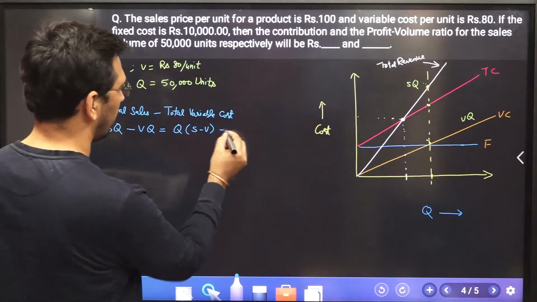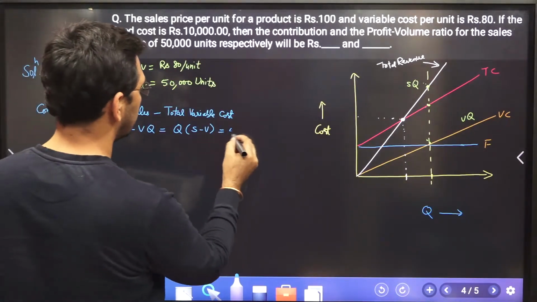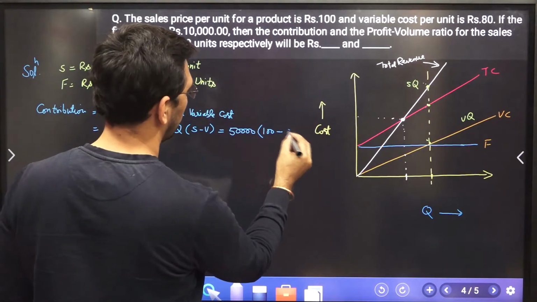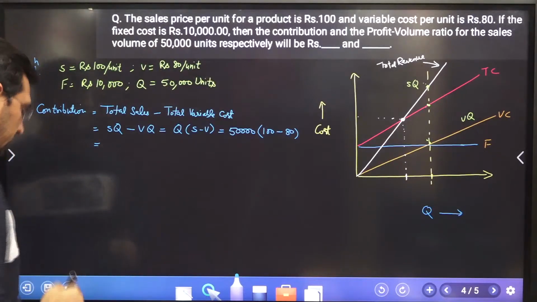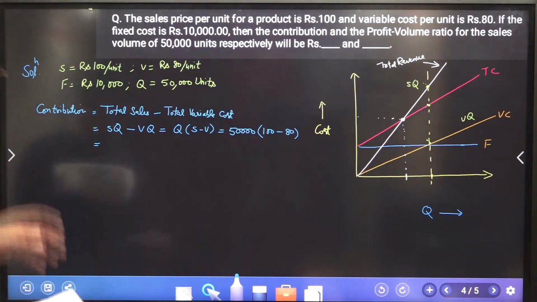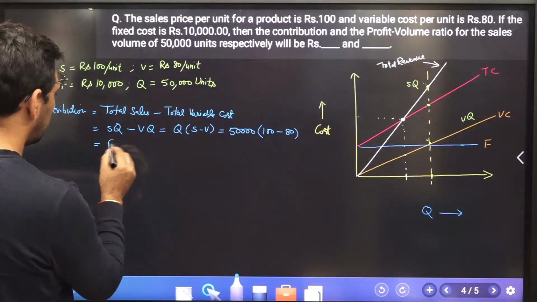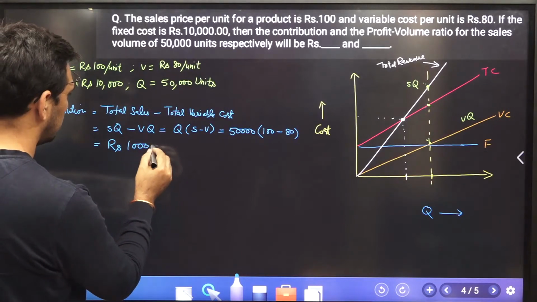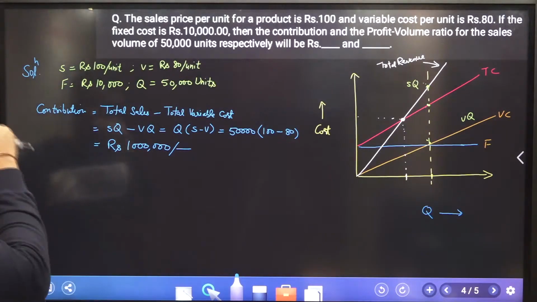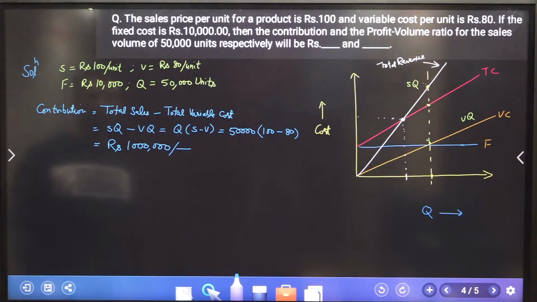Now simply just input the values. Q is how much? 50,000 units into sales price per unit 100 minus variable cost per unit is this much. So the total turns out to be this. How much is that? So it will turn out to be 10 lakhs. So this much is the contribution that you can find out. So remember this term, even if you are not very clear about it. He may frame the question directly.